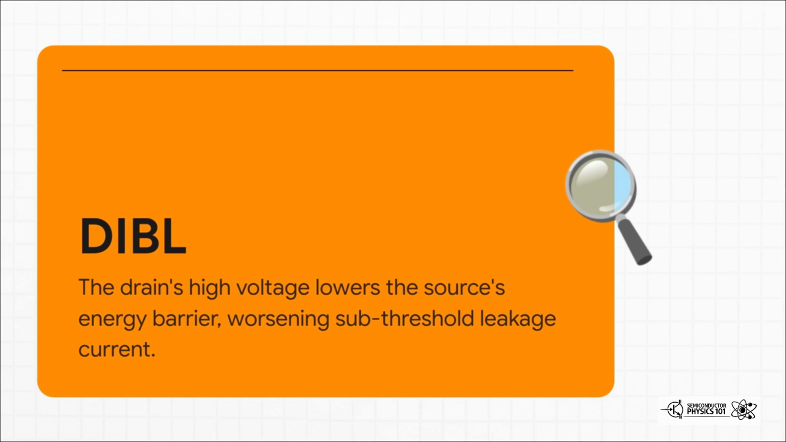Next up is DIBL. Okay, picture an energy hill that electrons from the source have to climb over to get into the channel. The gate's job is to control the height of that hill. But in these tiny devices, the high voltage at the drain can actually reach across the channel and start lowering the hill all by itself. This makes it way easier for electrons to leak across, which just makes that subthreshold leakage problem even worse.